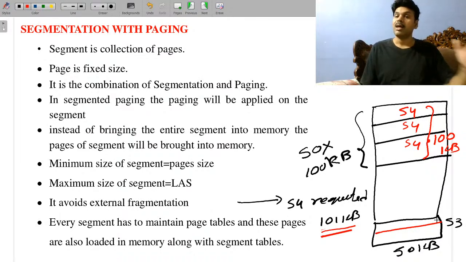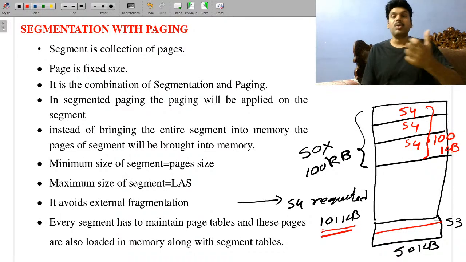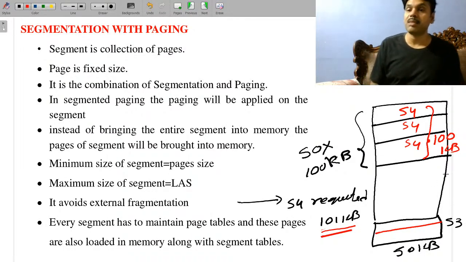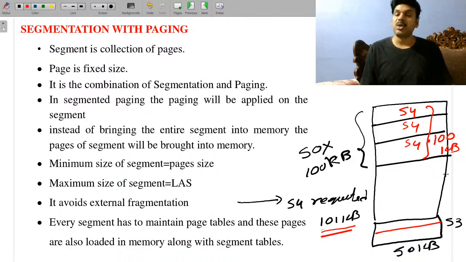I can load variable sizes, and if at all I am unable to load that variable size, better you split it into smaller pages as in your paging concept. Therefore, you don't face external fragmentation there, because 100 KB is loaded at one place and 1 KB is loaded in another place, because I am using the concept of paging. That means splitting your segment into smaller pages is the concept of segmentation with paging.